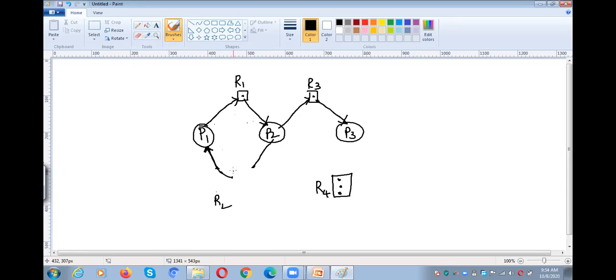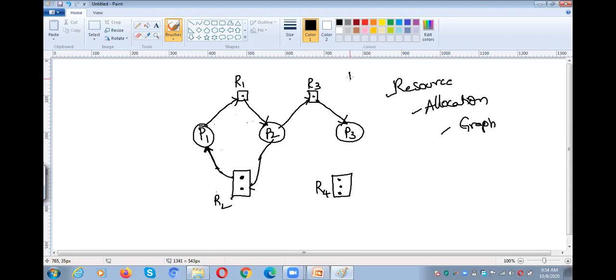As there are two instances available, E2 is requesting one instance and already there is one more instance which was allocated to P1. So there is no cycle in this particular graph. So this is called a resource allocation graph. Which resources are allocated to which process? So, resource allocation graph.